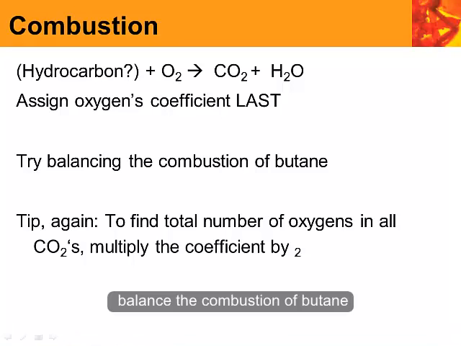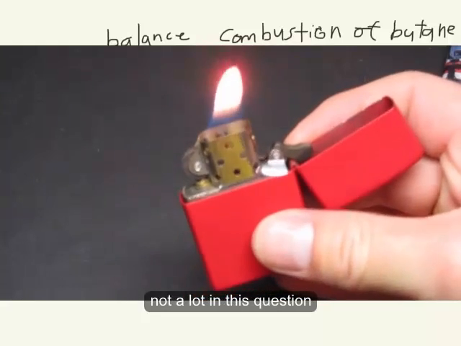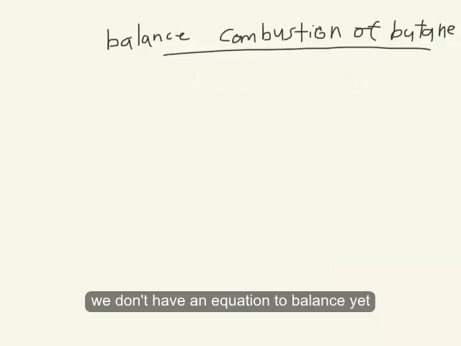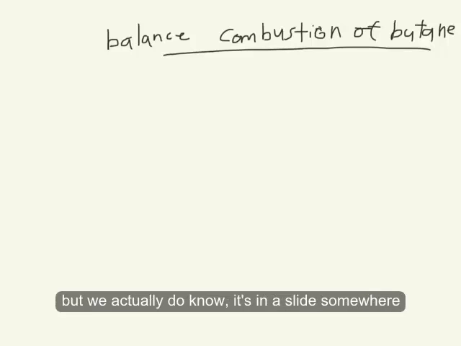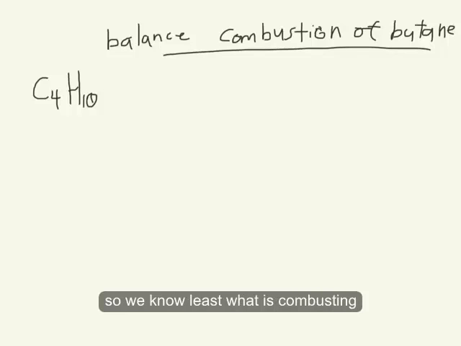Balance the combustion of butane? Not a lot in this question, so we don't have an equation to balance yet. We don't even know what butane is yet, but we actually do. It's in a slide somewhere. Butane has 4 carbons and 10 hydrogens. So we know at least what's combusting.